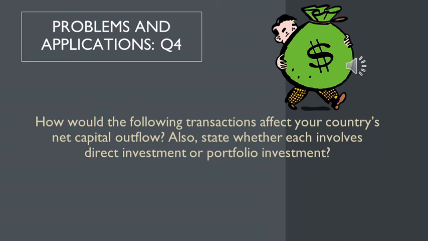I'm Tracy. In question 4, we are going to talk about how the following transactions would affect our country's net capital outflows. Also, state whether each involves direct investment or portfolio investment.